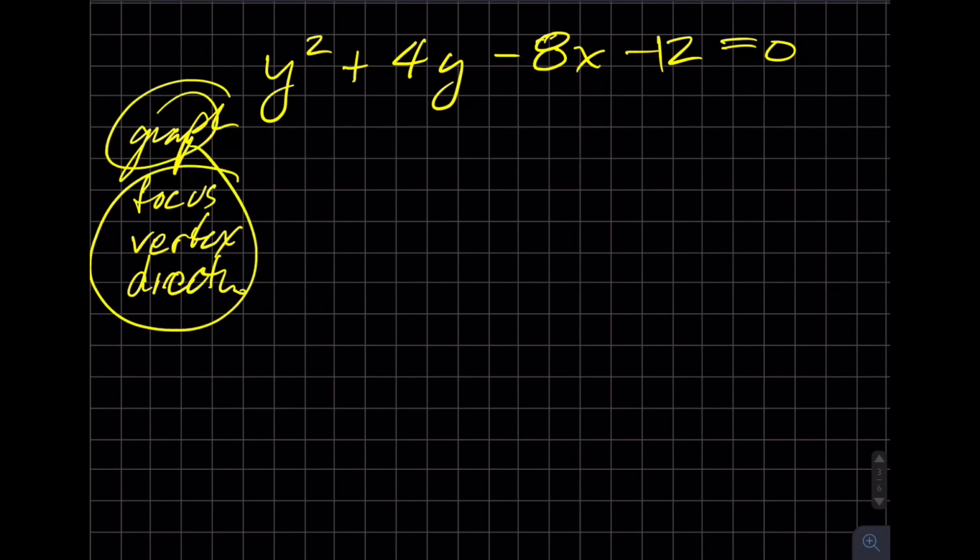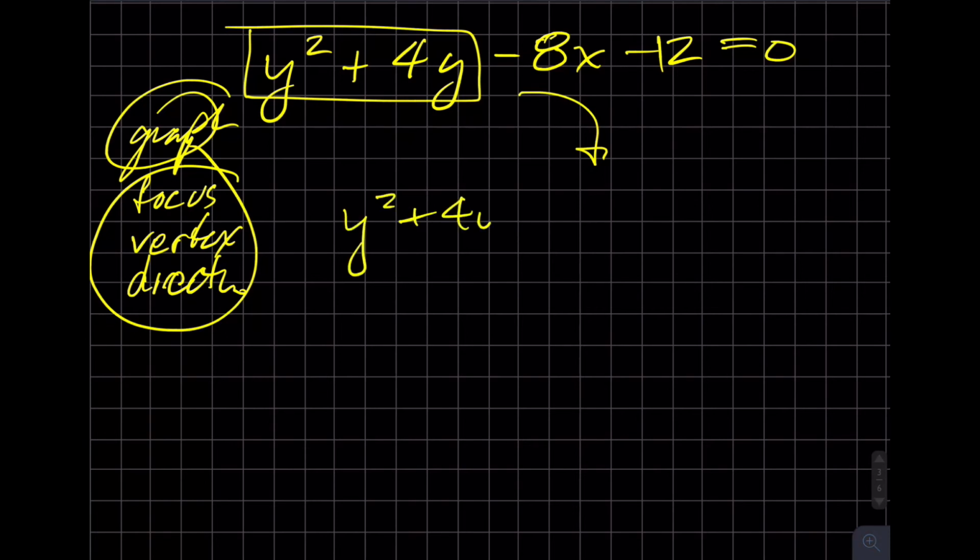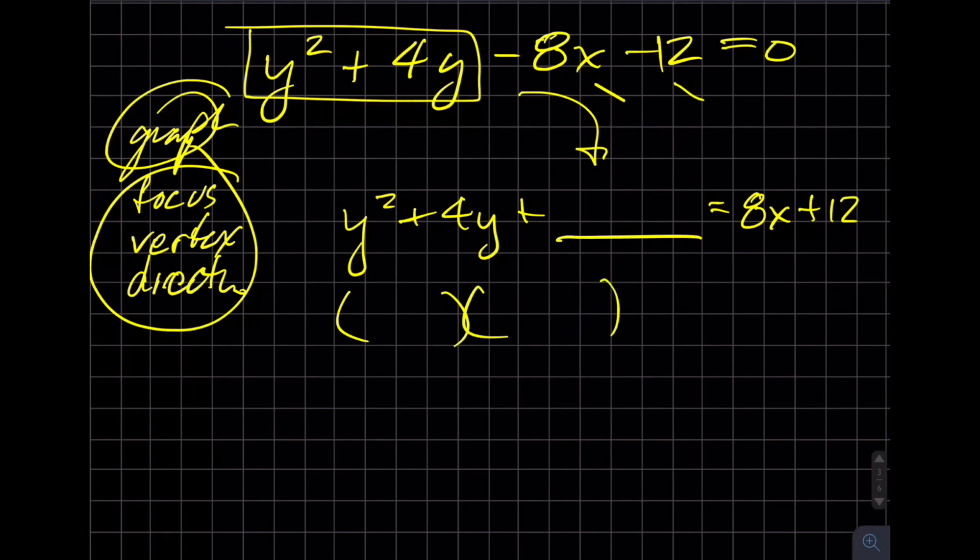So either way, you need to turn this into the standard form. How do we do that? Well, you're going to have to complete the square with this. So I'll remind you how to do that. Y squared plus 4y plus some value. And I'm going to add 8x to both sides and add 12 to both sides to get this, 8x plus 12.